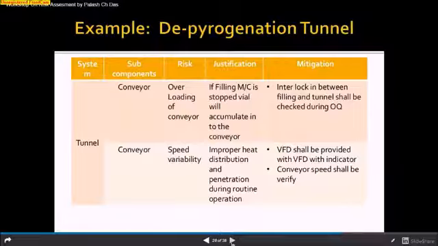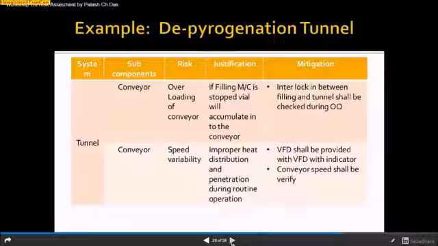If your filling end is accumulated and the level is high, it will automatically stop the washing machine, and the washing machine will stop putting vials on your conveyor. So your conveyor will not be overloaded and the chance of breakage of vials will be less.